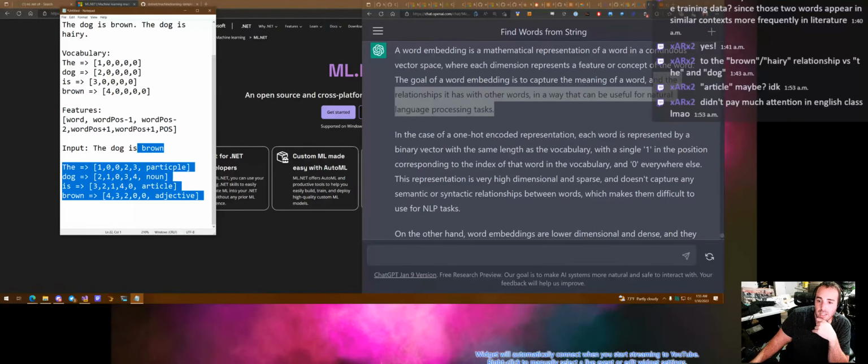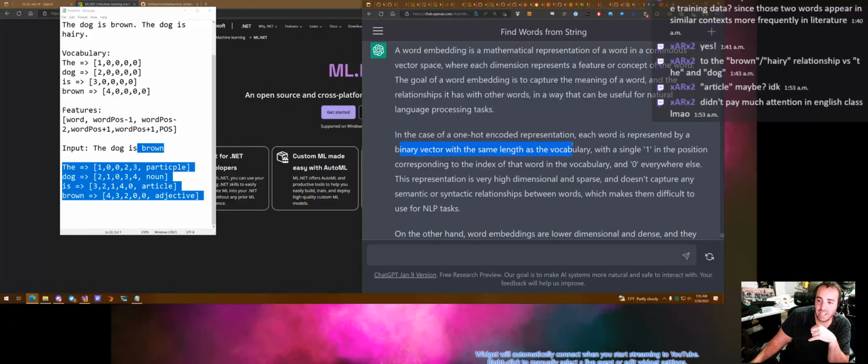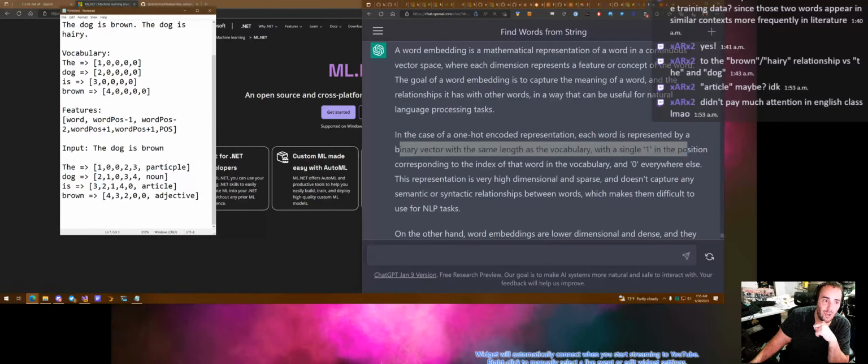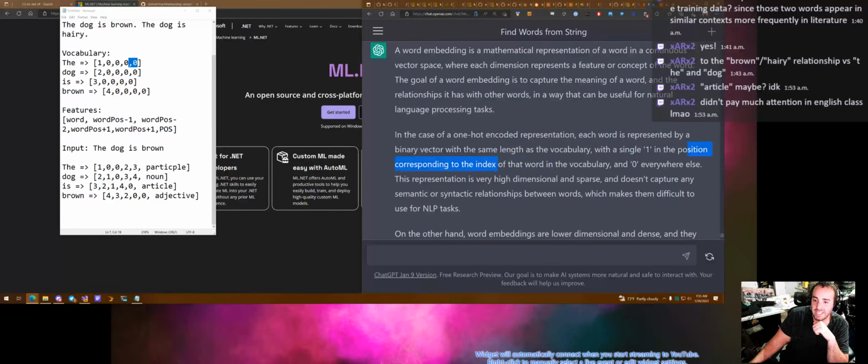Then it talks about a binary vector with the same length as the vocabulary with a single one in the position. So if our vocabulary is 1, 2, 3, 4, then you would have 1, 2, 3, 4. I think that's what that would mean in the one-hot coded representation, because it's n-dimensional, where n is the size of your vocabulary, I guess. With a single one in the position corresponding to the index of that word in the vocabulary and 0 everywhere else.